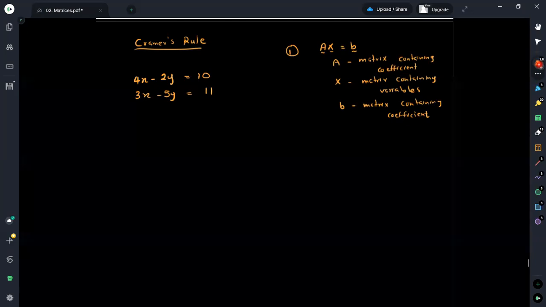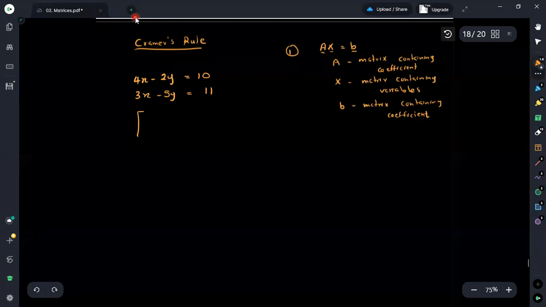Here it is given as 4x minus 2y. Now the first variable is the x variable and the second variable is the y variable. In the second equation we can see the similar thing: 3x minus 5y, the first variable is x and the second variable is y. Therefore, there is no need to rearrange the terms, because all the variables are given in order, as well as all the constant terms on one side of the equation. Therefore, I will directly write down the matrices A, X, and B.